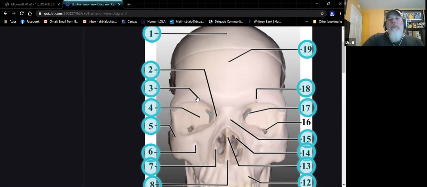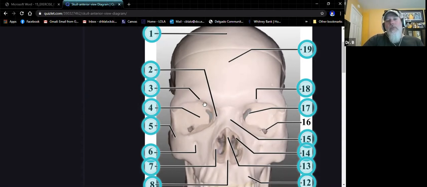Now, number 3, and I wish that we could fix this picture. I keep talking to Mr. Russell about fixing this picture. If we could take that line and draw it along that whole ridge, that's actually what number 3 is pointing to. And that whole ridge is the supraorbital margin.